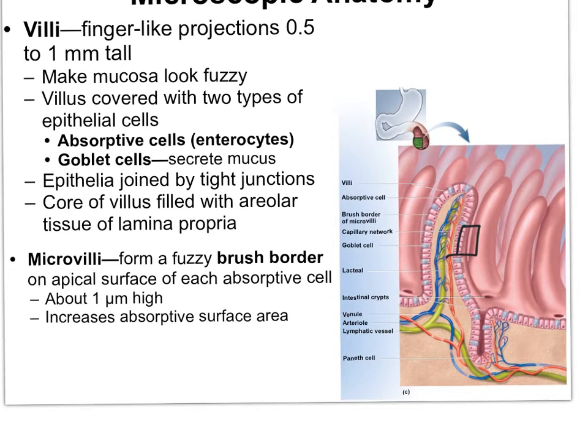They're at best about 1 micron high, and they give the cells what's called the brush border, a fuzzy appearance that is really only apparent when you're looking under a microscope.